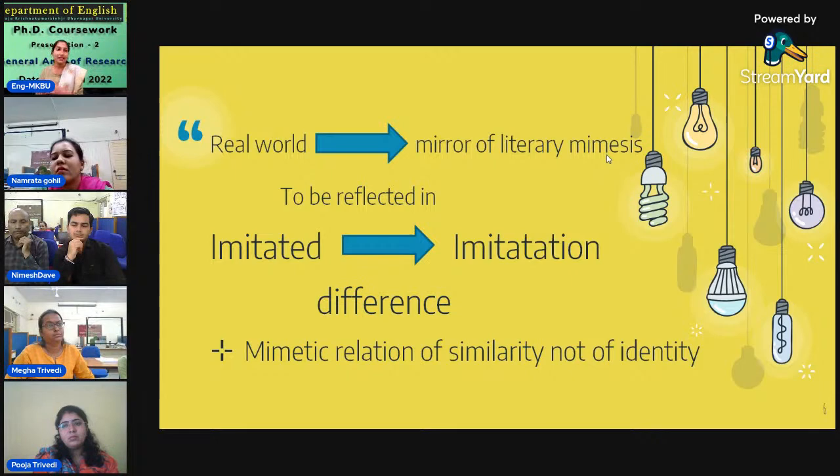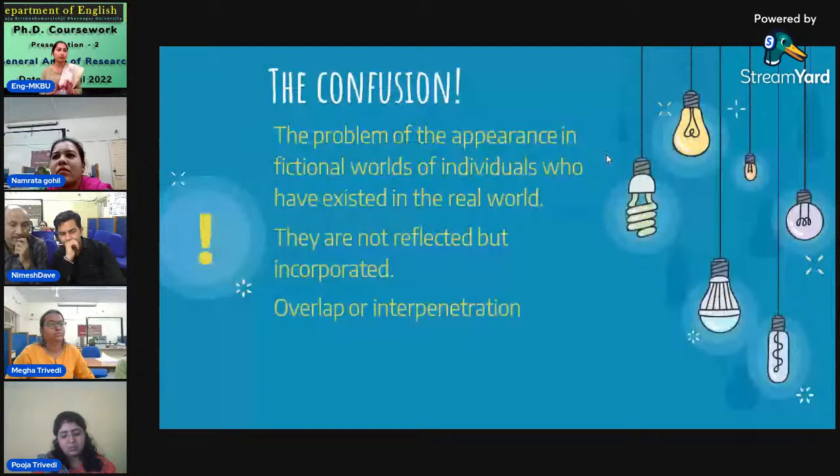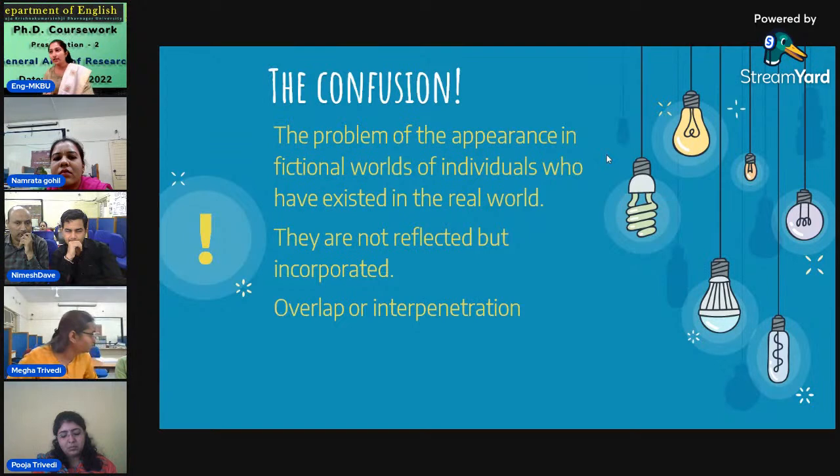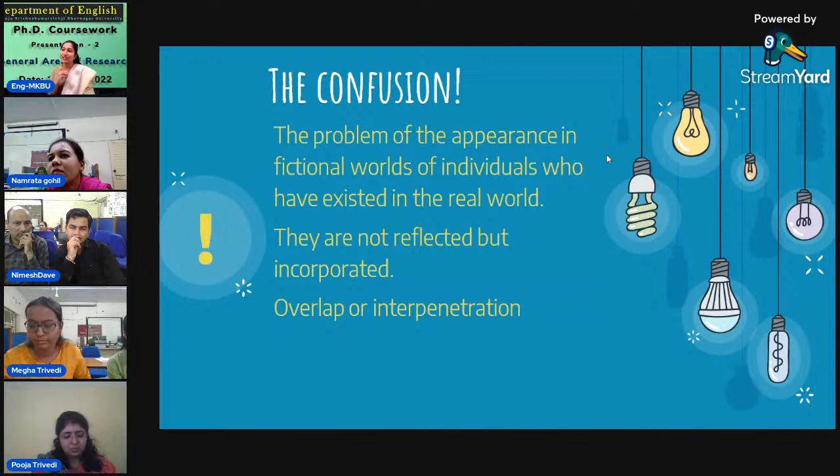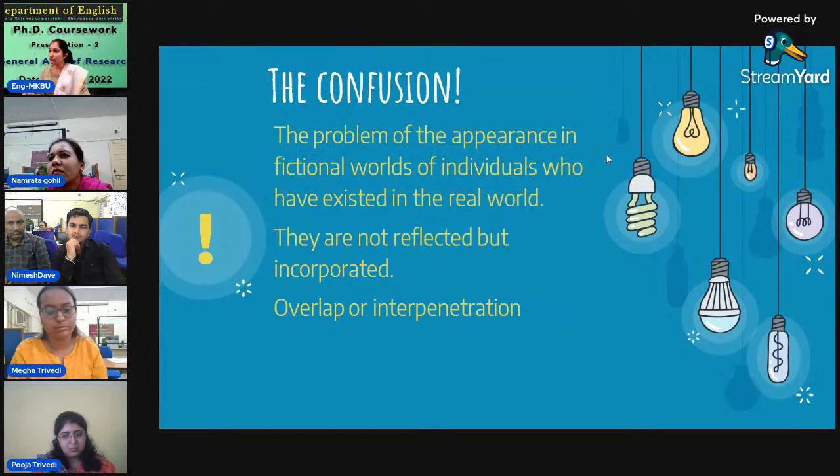But this relation is not of identity, because in the previous ages, before the postmodern age, there was a clear demarcation between these two worlds, the fictional one and the real one. There was a clear demarcation between what is imitated and what is imitation. But the confusion, the problem begins with this. When the novelist or any artist is portraying something very much imaginative, for example, giants, fairies, and he is telling a fairy tale, there is no problem.